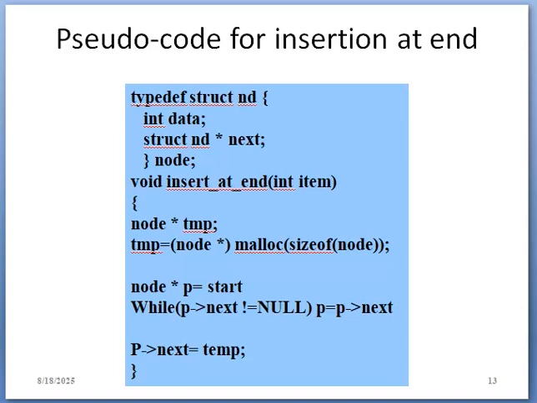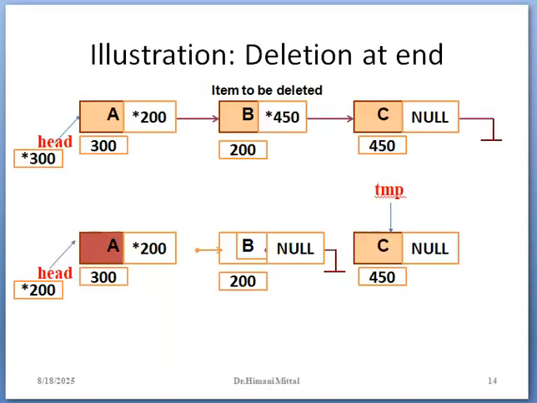Now let us look at the deletion. For deletion at the end, we have this given linked list, in which 300 is the address of the first node, then 200 the second node, and 450 the last node. We want to remove this particular node. So what change do we have to make? We have to first go up to the end of the linked list and then remove this pointer from here. The value 450 is to be replaced with null.